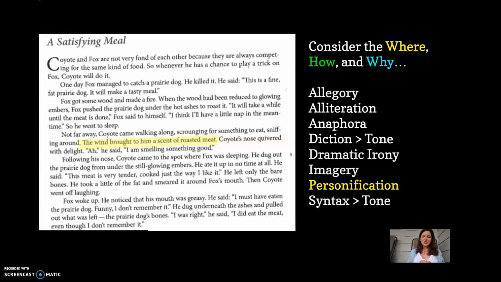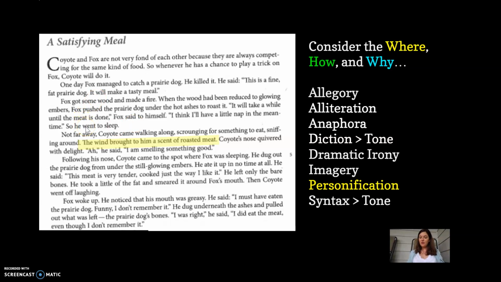And this personification is important because it seems as though the wind is on Coyote's side. So the wind is kind of giving Coyote like a wink, like, oh, here, let's play a trick on the fox. And so here it just kind of adds to the humor of it, where it seems as though Coyote and the wind are working together to trick the fox, and it adds to the humor.